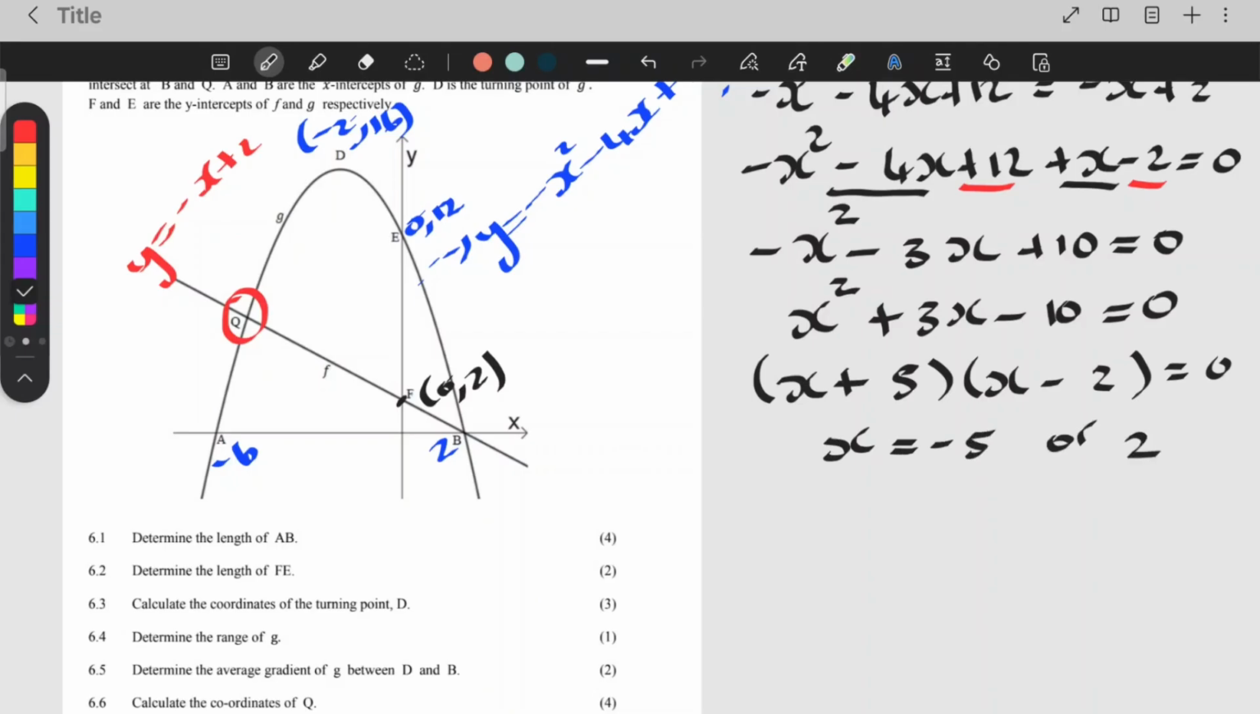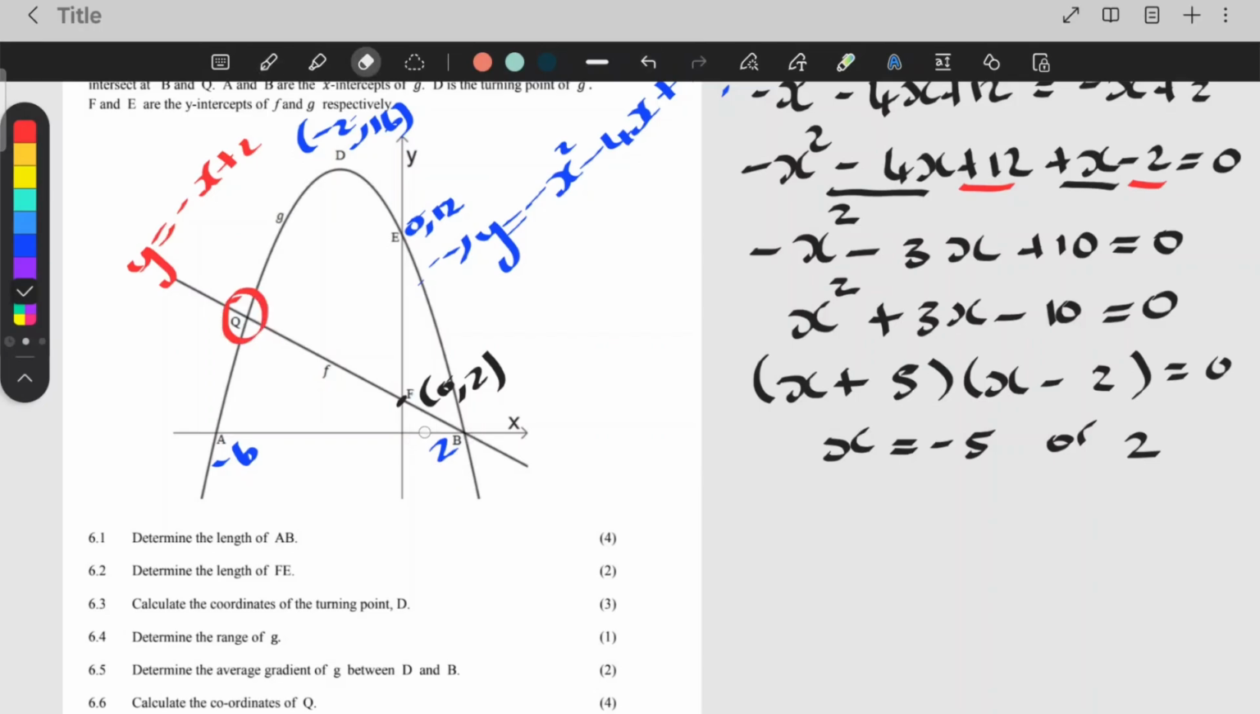So there's two x values, which means there's 2 points of intersection. We have 2 points of intersection. It was B and Q. But they want the coordinates of Q. So can you see this point will have a negative x value. This one will have a positive.